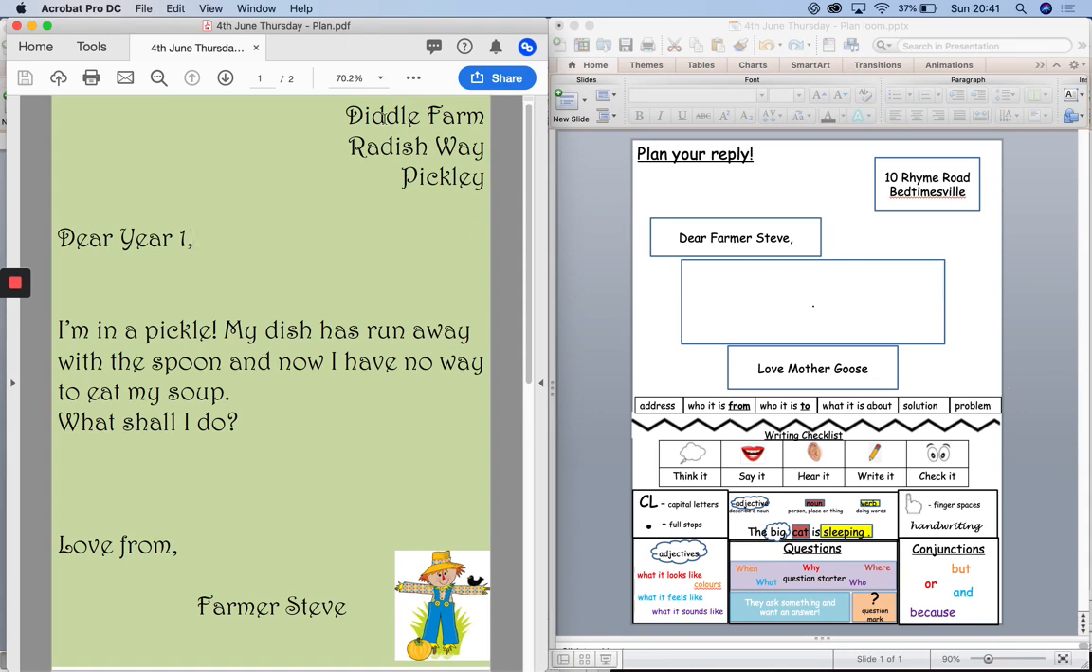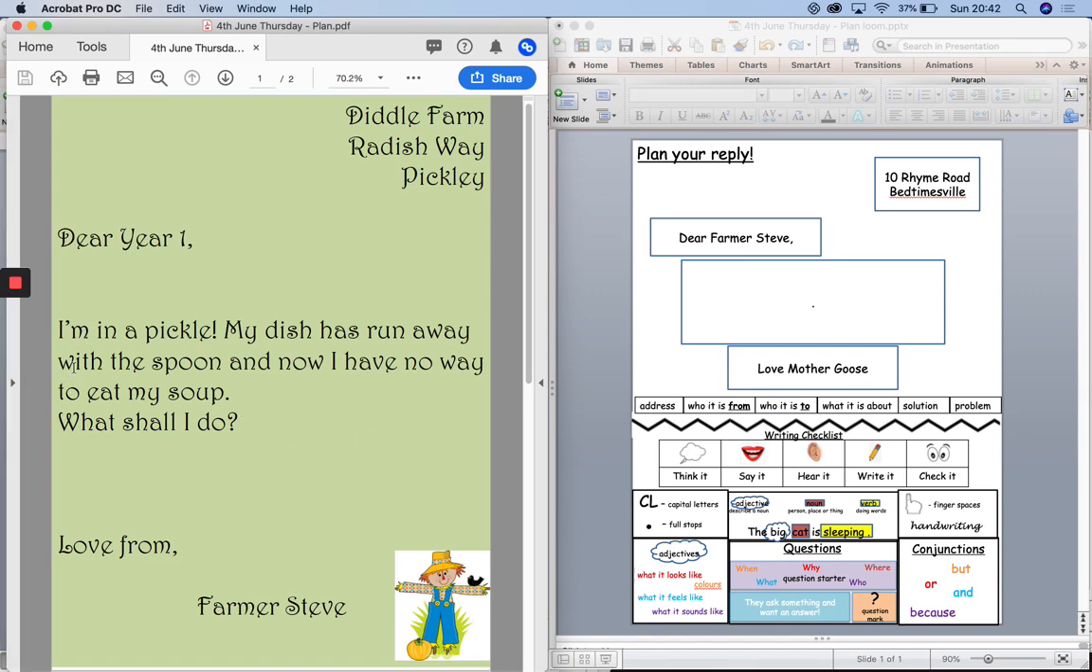So again, we have got an address up at the top, Diddle Farm, Radish Way, Pickley. I like it. We've got who it is to, Dear Year 1. We've got what it is about, including a question in there as well, and then who it is from, love from Farmer Steve. So you are going to write a reply to this letter from Mother Goose and answering the problem, giving it a solution.